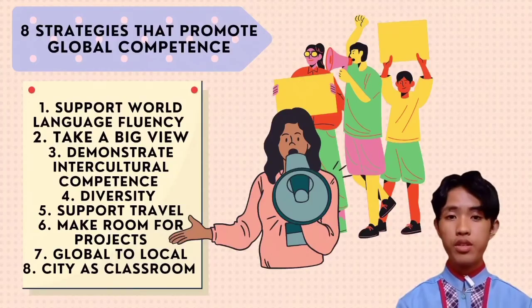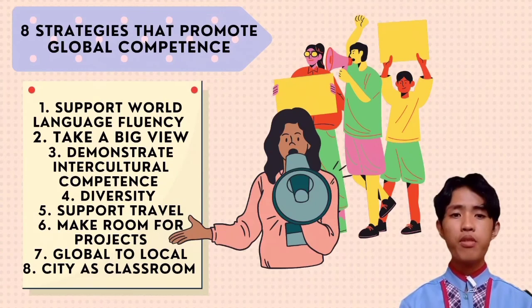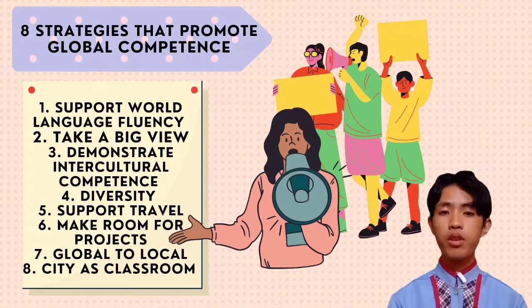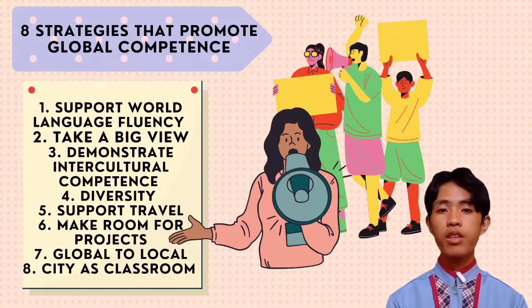So there are 8 strategies that promote global competence. Number 1, support world language fluency. Developing fluency in at least one other language is valuable and an integral part of developing global competence. Number 2, take a big view. Incorporate a global view every day in every subject.